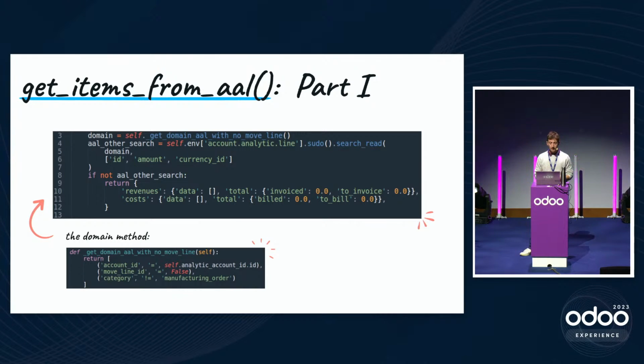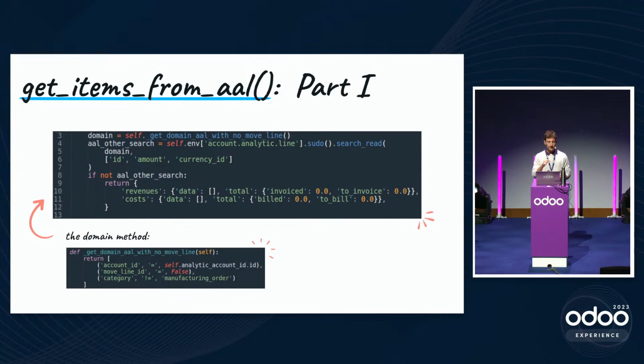We begin by getting the analytic lines that are interesting for us, that are related to the project we're looking for. In the beginning, we're getting the domain from get domain account analytic line with no move lines, and this method is at the bottom. It returns a domain where the account ID is the same as that of the project, so it is analytic lines related to the project. It has no move lines, and it's not a manufacturing order.